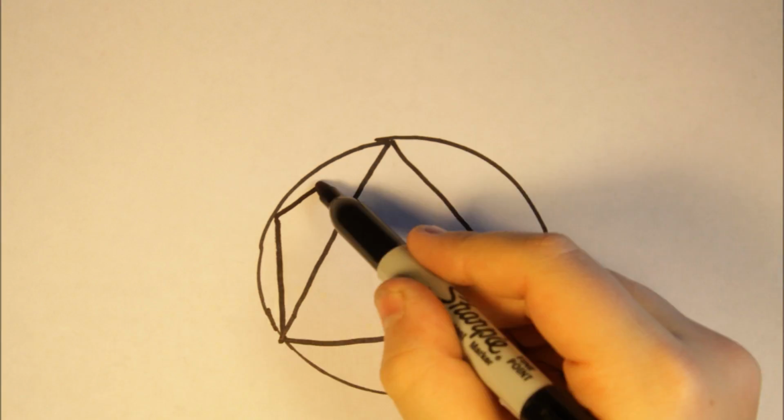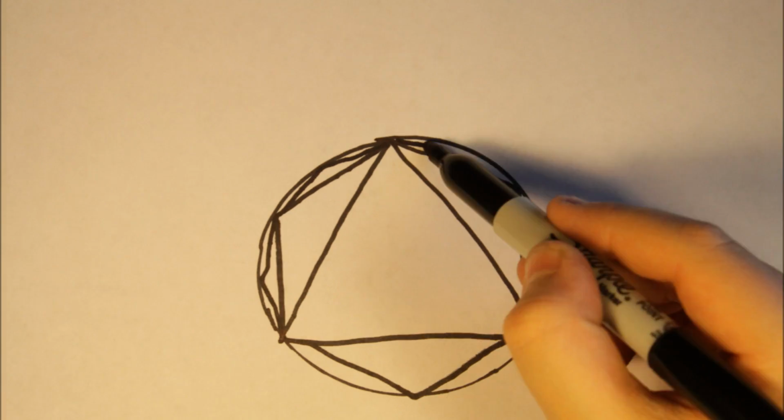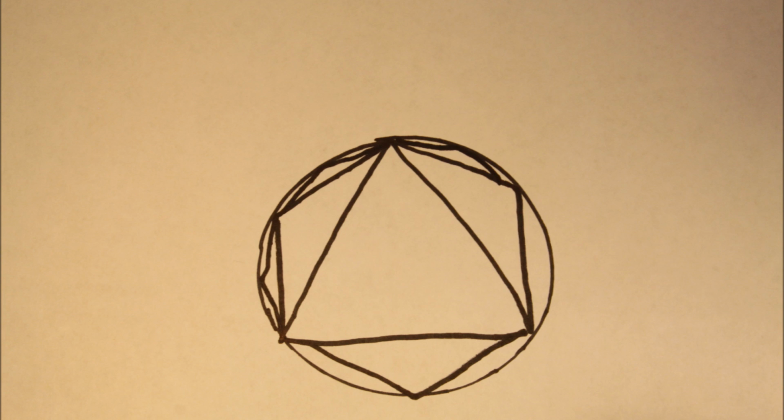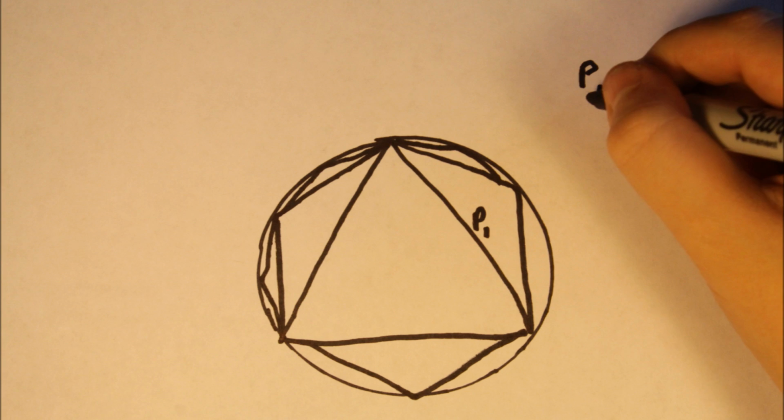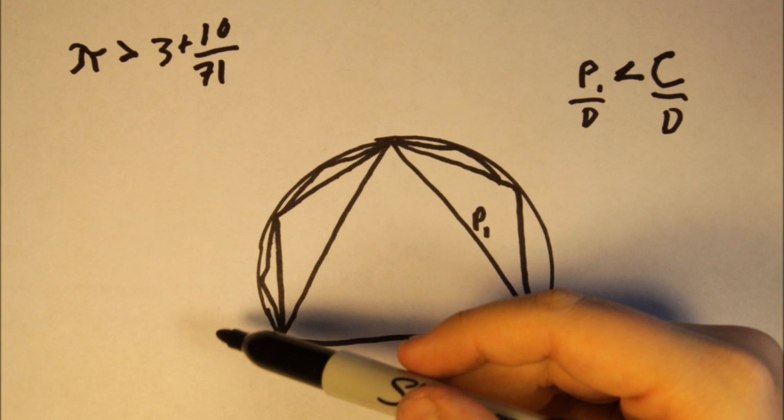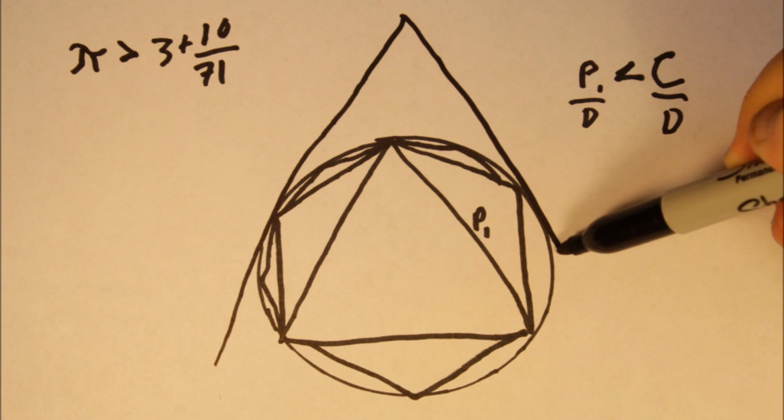The first way pi was calculated was by inscribing a polygon into a circle, and then building it up until it approaches a circle. The perimeter of this shape will always be less than the circumference, so pi will always be greater than it. Archimedes found that the lower limit for pi is 3 plus 10 over 71.